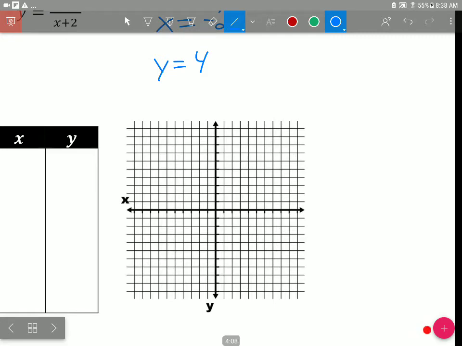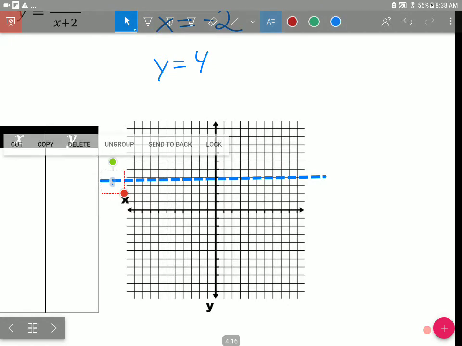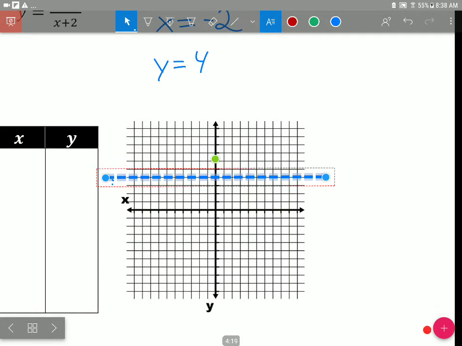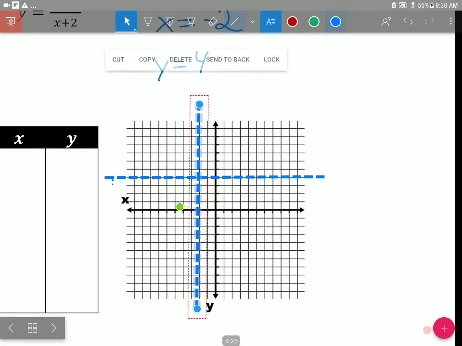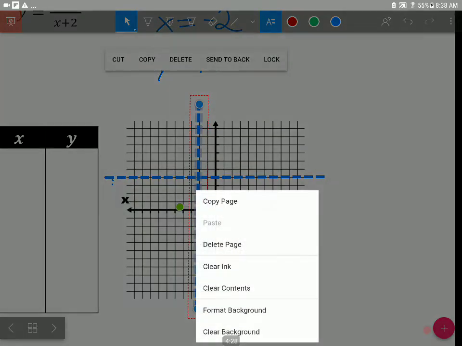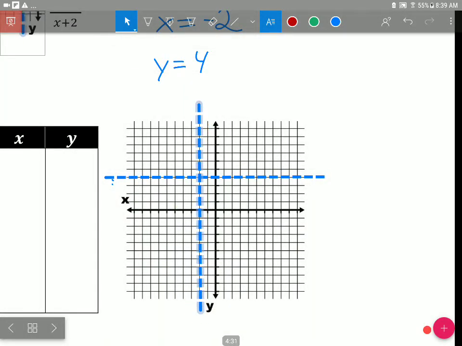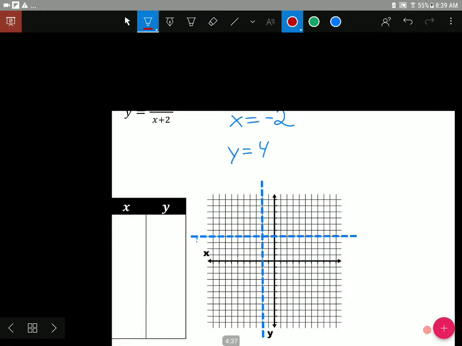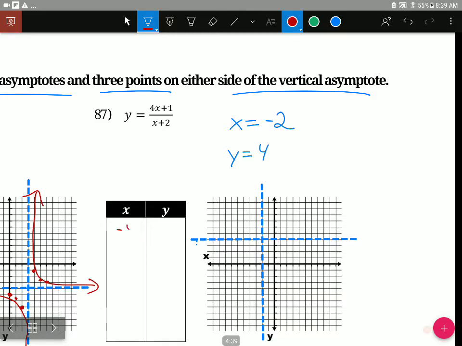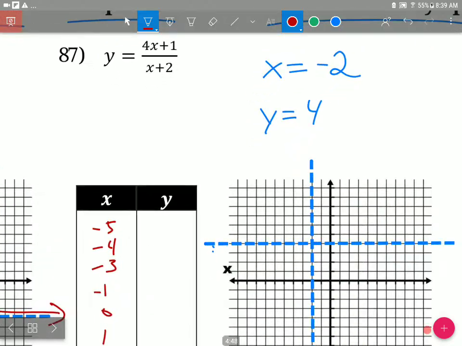So let's erase that. So I got x is -2, y is 4. Let's fix that. Okay, go back to the line. -2. All right, so there's my asymptotes. Now let's start graphing. My asymptote's at -2, so -5, -4, -3. That -2 is my asymptote, so I'll do -1, 0, and 1. So start plugging them in.